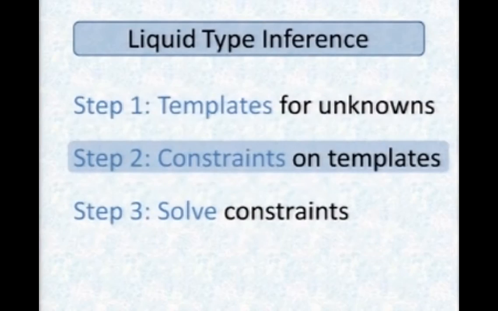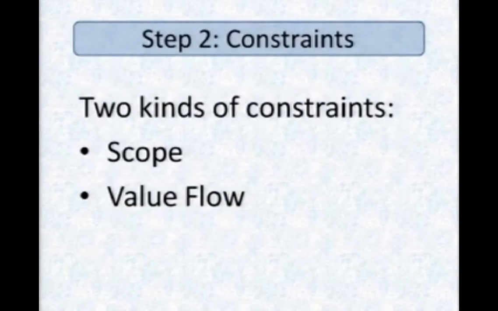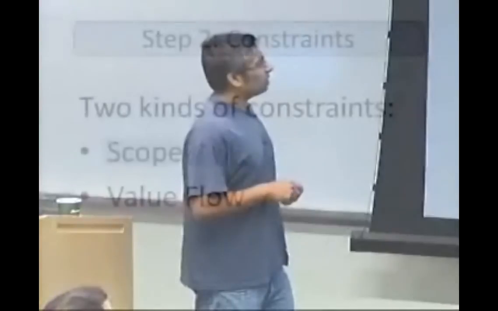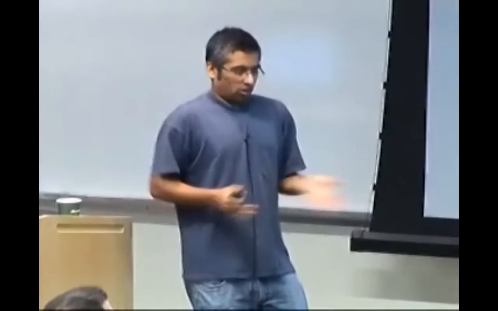Now in the second step, what we're going to do is generate constraints on these templates, on K1, K2, etc. And it turns out there are two kinds of constraints. The first constraints are scope constraints that tell you what predicates can actually stick in here to start with. Does it make sense to even talk about a variable z, which hasn't been defined in the program?